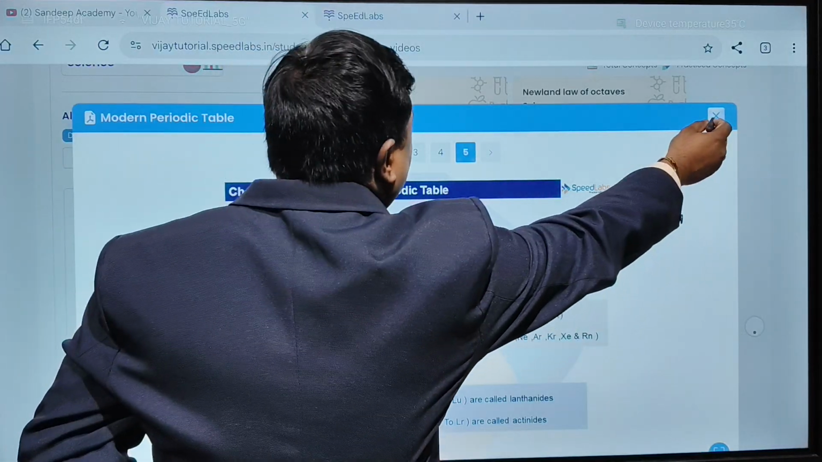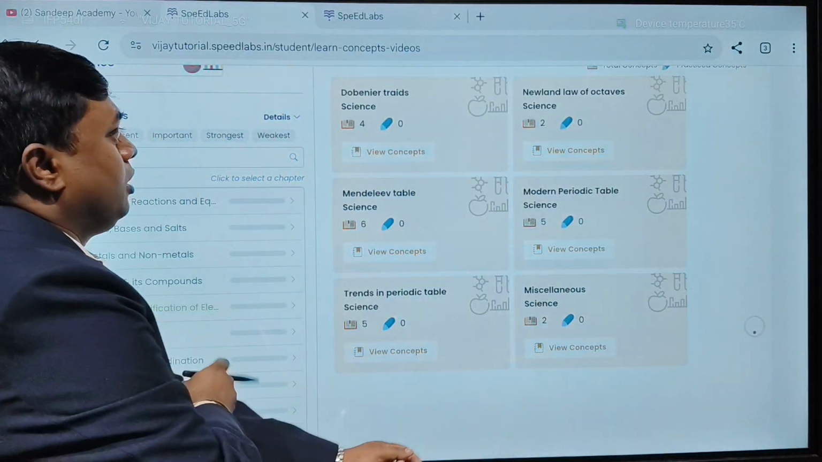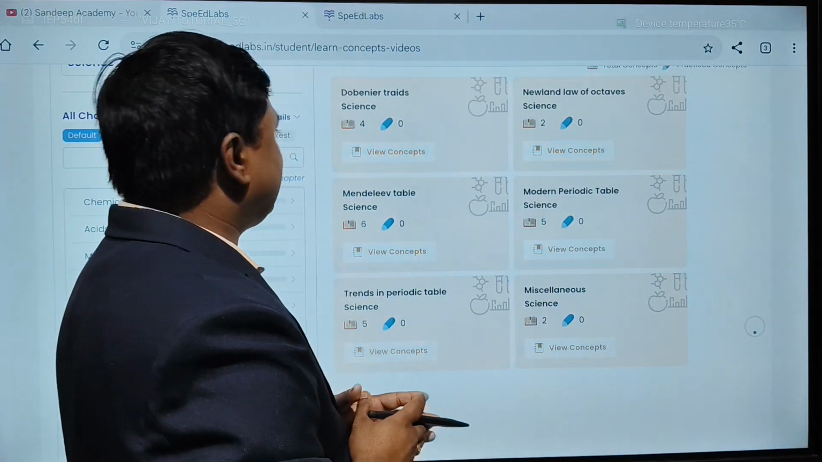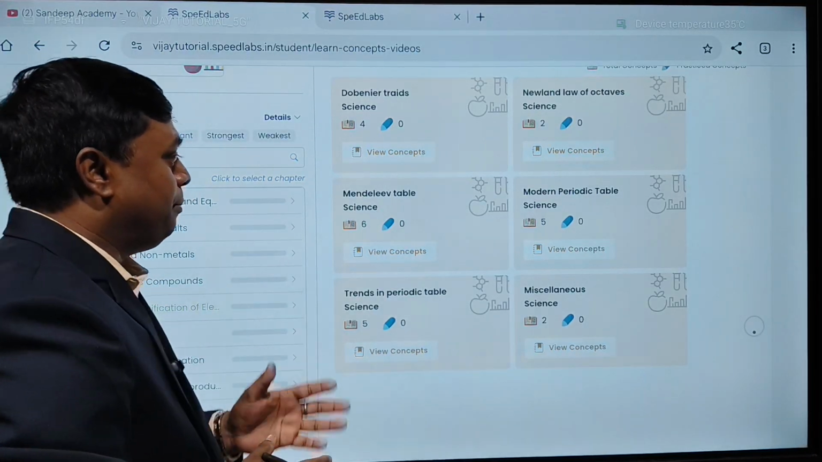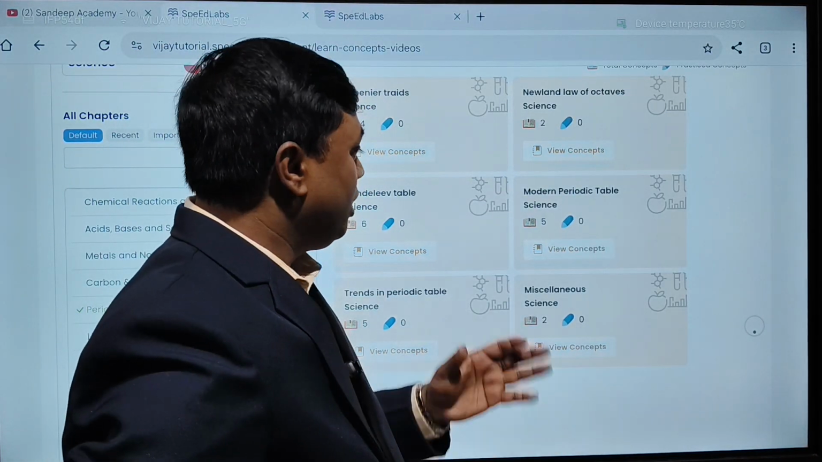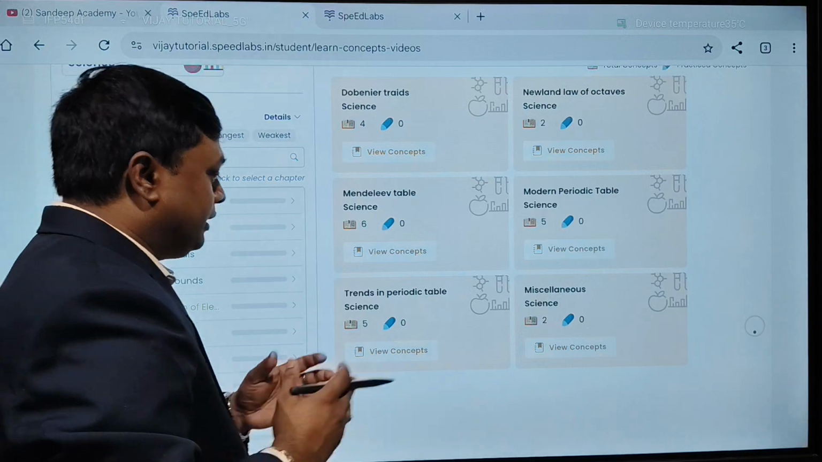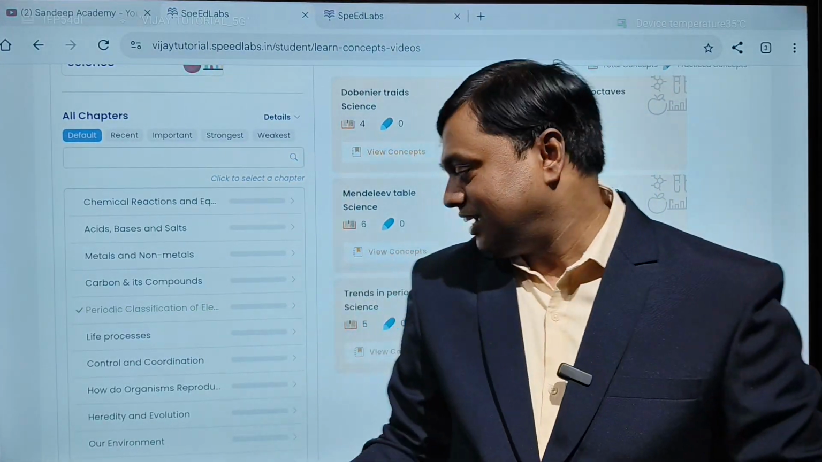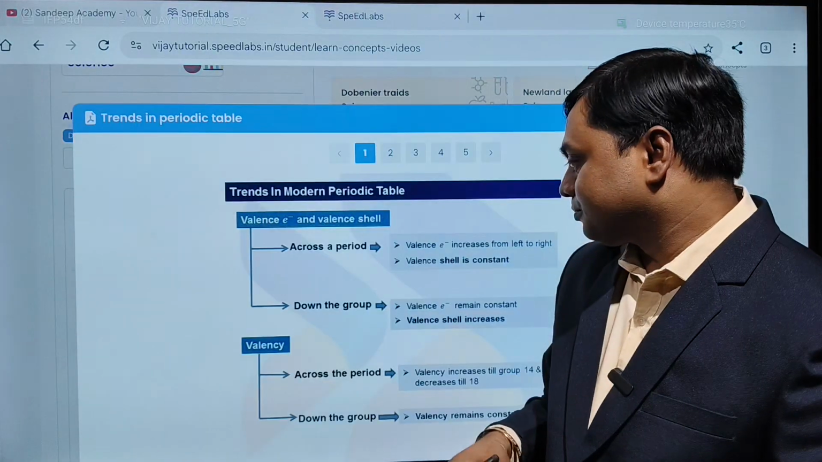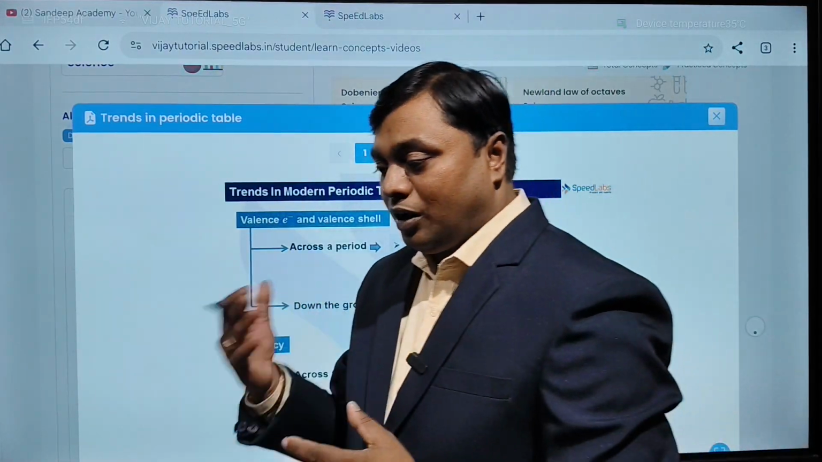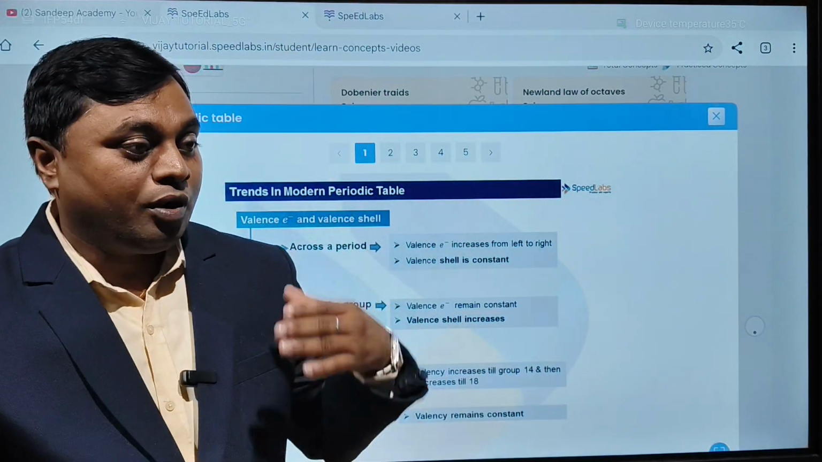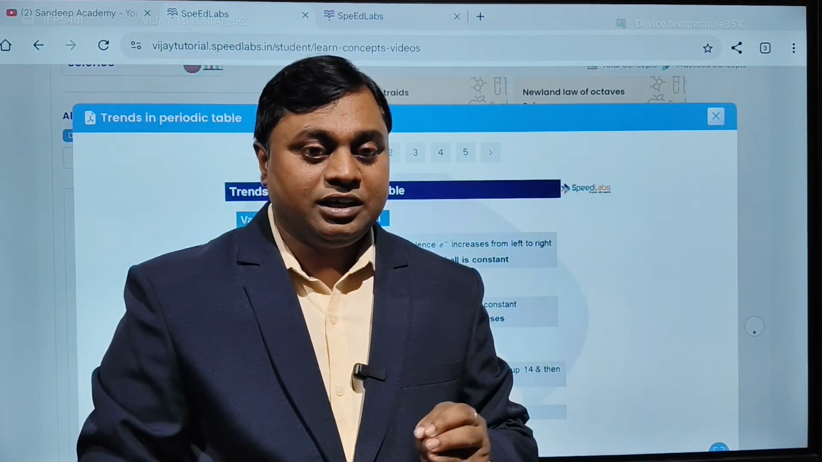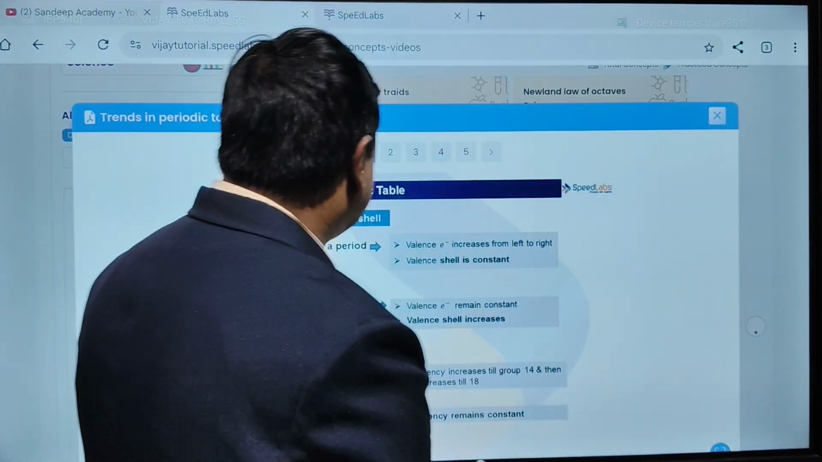So this is all about the general information. What are Dobereiner's triads, Newton's law of octaves, Mendeleev's periodic table and law, and the modern periodic table and law. The next video will discuss the periodic properties, like what will happen to the valence electron and what will happen to the atomic size. Here, I will just give you the idea.